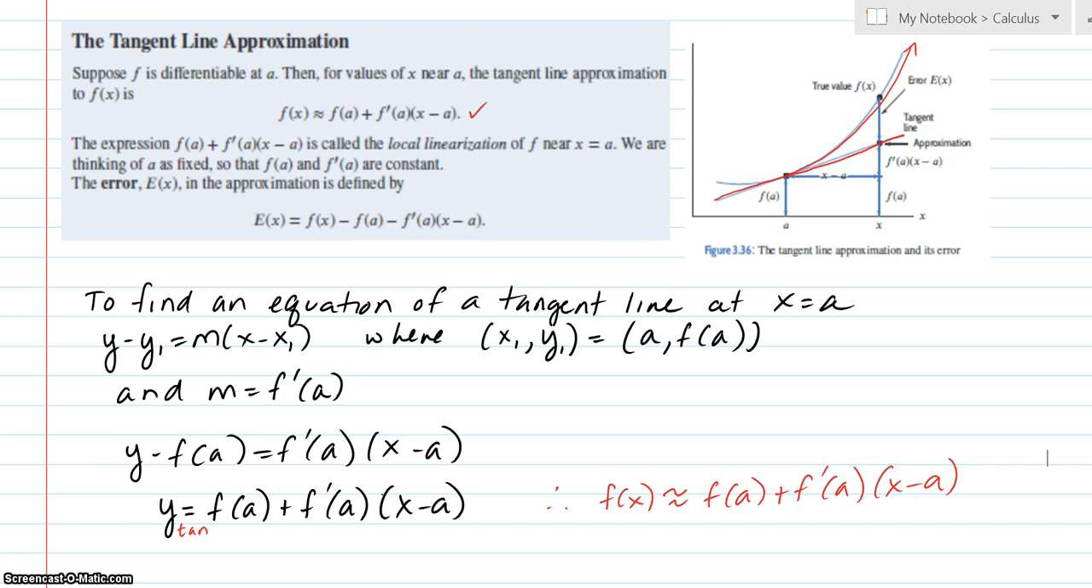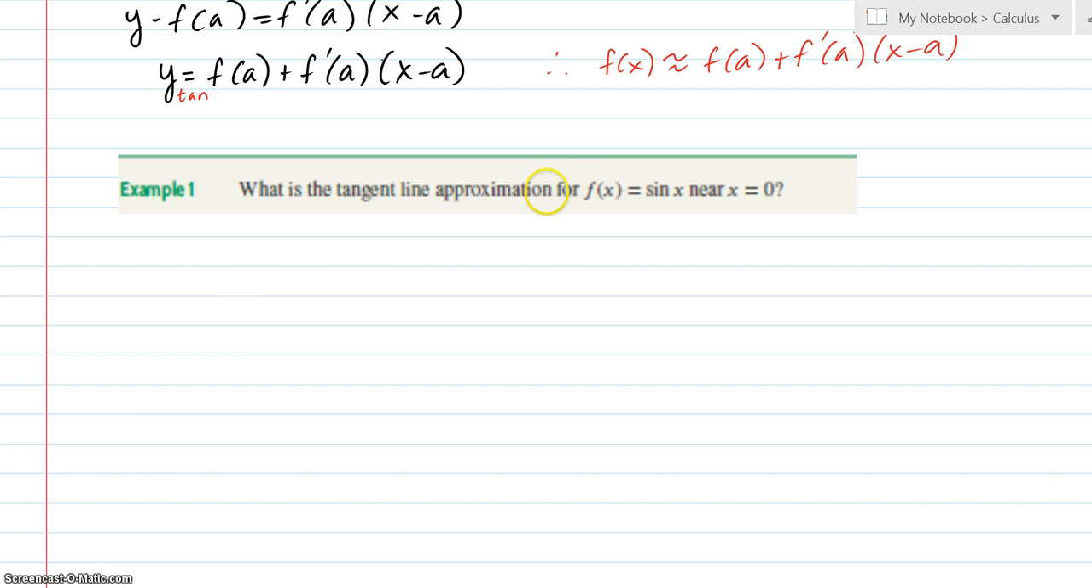So let's go ahead and try an example. What is the tangent line approximation for f of x equaling sine of x near x equals 0? Example 1 in the book. So that's our function on the left. To find the right side, I'm going to find f of a. In our case, a is 0. So sine of 0 we know is 0, in radians, but still 0. So we have the point 0, 0.